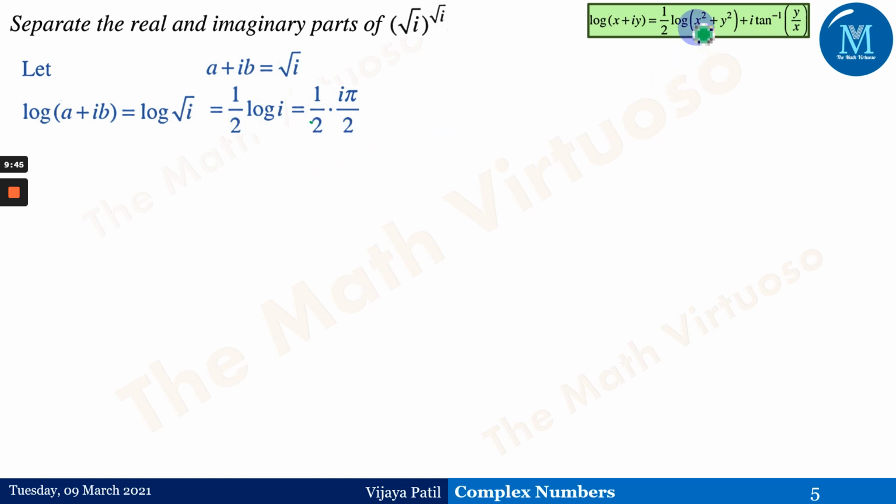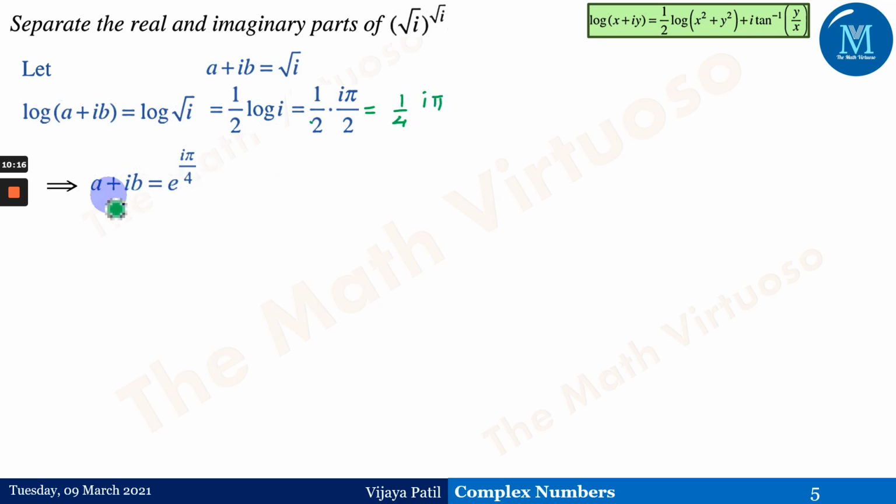Why is that so? Because here you will be getting log of 1, and log of 1 will go to 0, and you will remain only with this part, log of square root of 1 square plus 0, that is log of 1, and that's the reason this part equals 0. We remain with this, which is i pi upon 4. Therefore log of a plus ib equals 1 by 4 i pi.